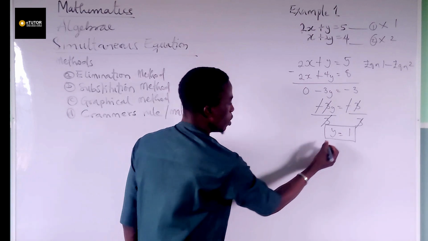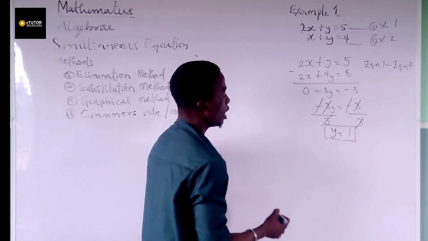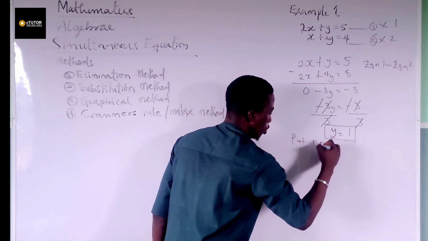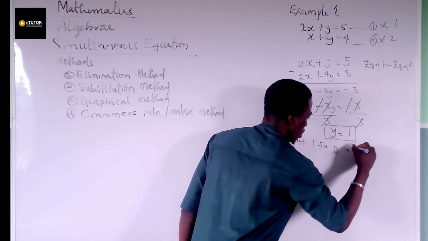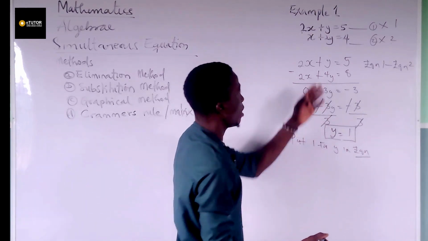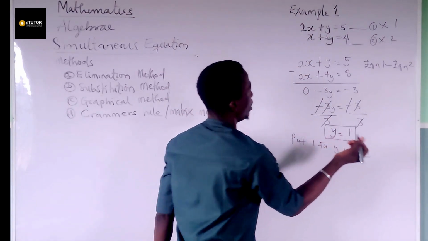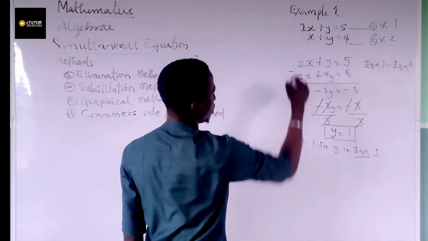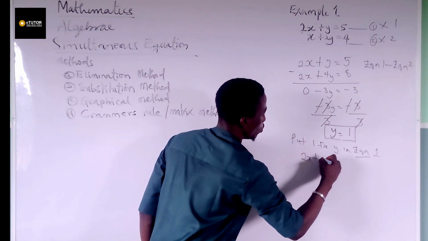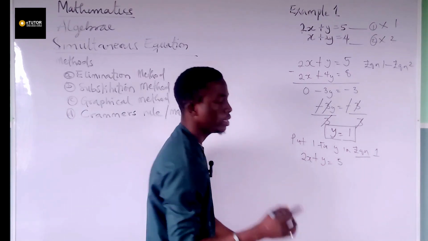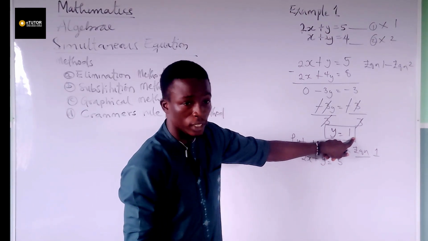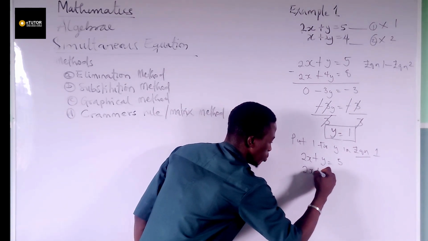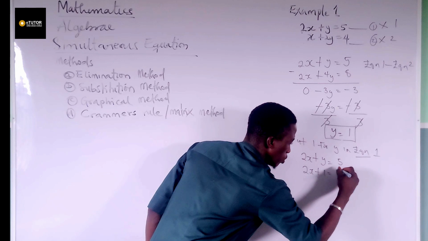Now let's do that. We've gotten y equals 1. So put 1 for y in the equation. You can pick either equation 1 or 2. So let's pick equation 1. Equation 1 states that 2x plus y equals 5. Take note, we have the value of y to be 1 already. So just put the value of y inside here, wherever you see y. So you have 2x plus 1 equals 5.